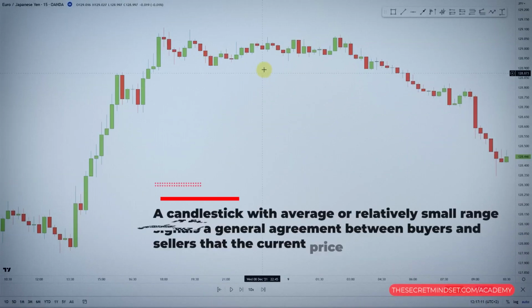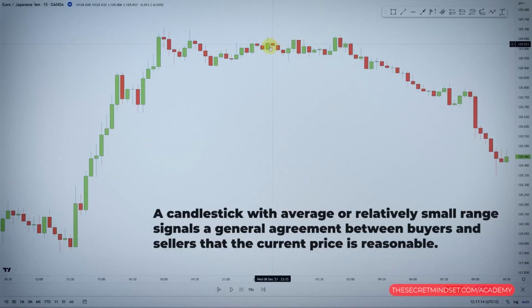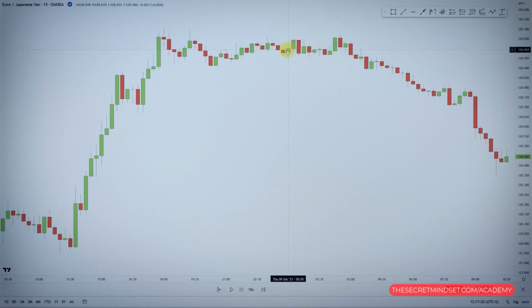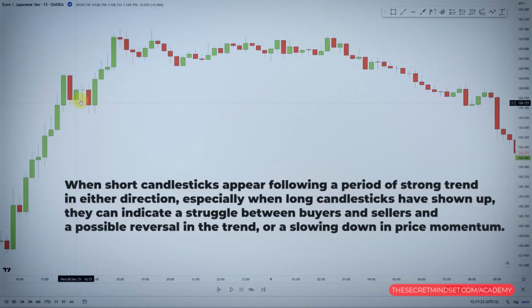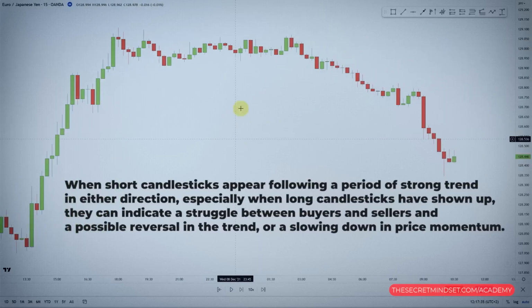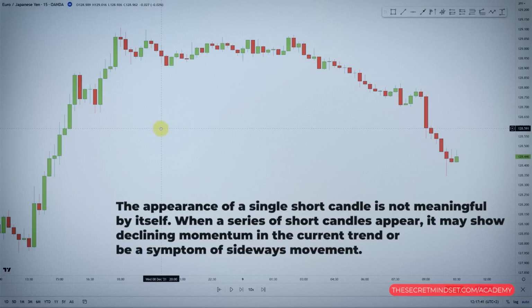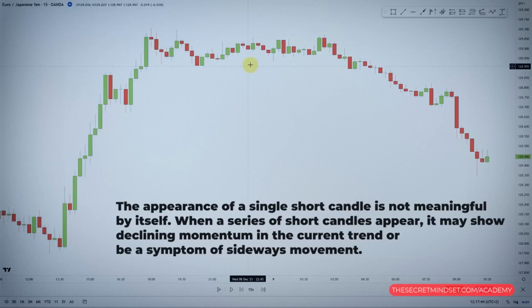A candlestick with average or relatively small range signals a general agreement between buyers and sellers that the current price is reasonable. However, when short candlesticks appear following a period of strong trend in either direction, especially when long candlesticks have shown up, they can indicate a struggle between buyers and sellers and a possible reversal in the trend or a slowing down in price momentum. The appearance of a single short candle is not meaningful by itself. When a series of short candles appear, it may show declining momentum in the current trend or be a symptom of sideways movement.